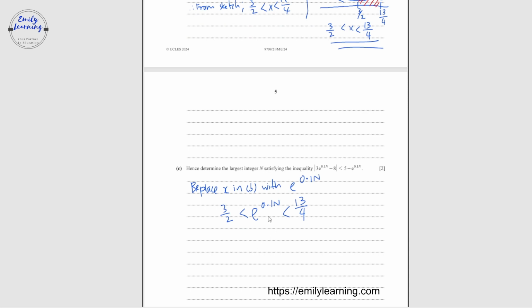Now, I'm going to ln everything. So I'm going to ln 3 over 2, ln e to the power of 0.1 n, and ln 13 over 4. Now, ln e to the power 0.1 n is effectively 0.1 n. And that is why we ln it, because we do not want the power. We want to bring the power down. I'm going to type these into the calculator because I'm basically looking for the largest integer of n, right? So I do not need exact values.